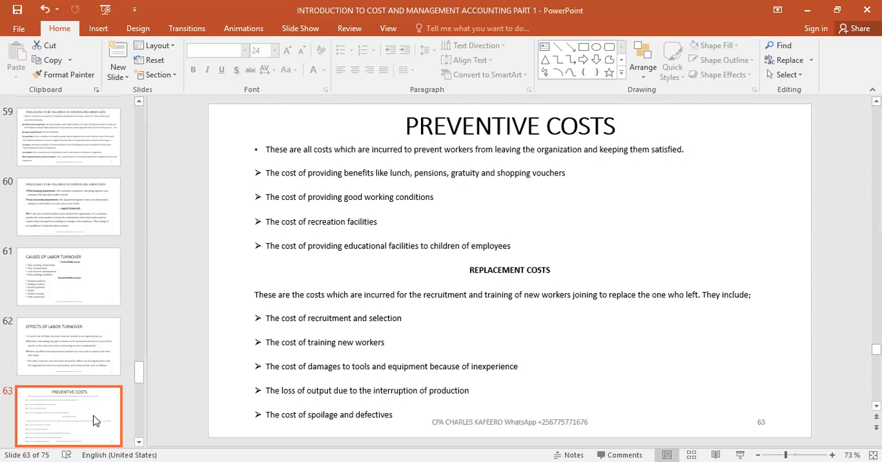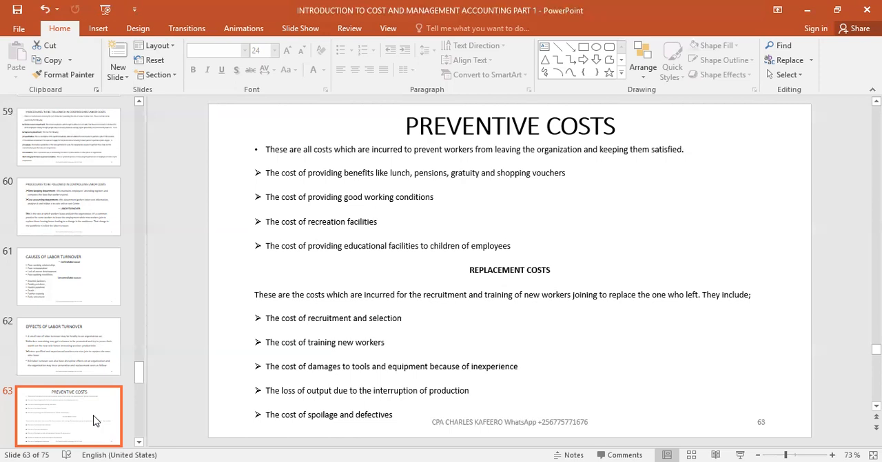The other one, we can talk about the cost of recreation facilities. That one is, I think, self-explanatory. The other one, we can talk about cost of providing educational facilities. You may be giving educational facilities to their families or their children, or you are giving the educational facilities to themselves by giving them study packages. And when they are on study leaves, you give them a reasonable study leave when you are paying them. Those are some of the preventive costs.